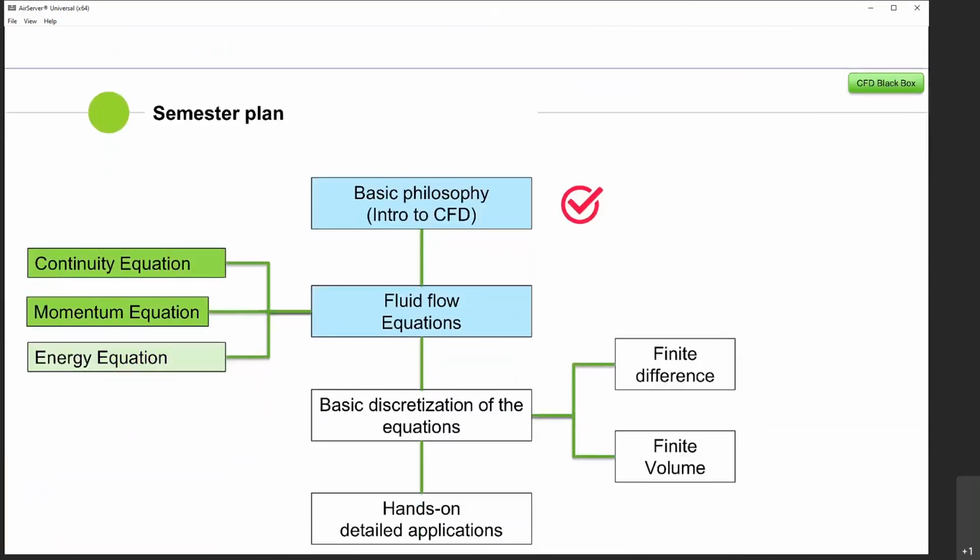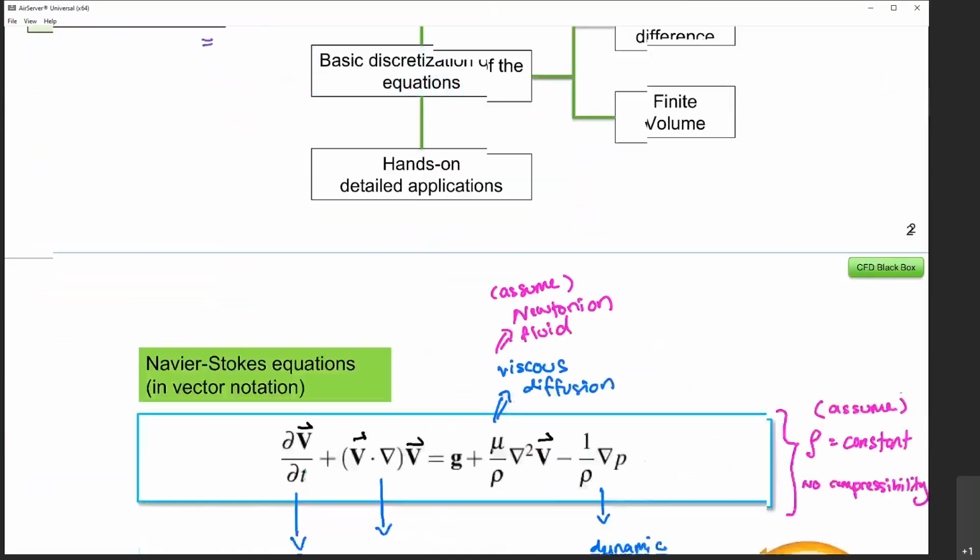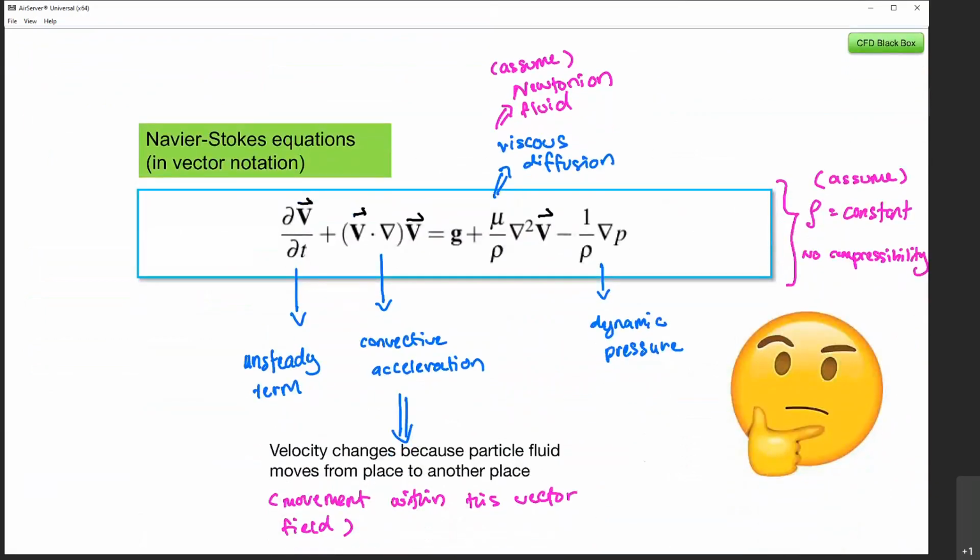Okay, so we are here now, and hopefully we can cover all the elements under the fluid flow equations, which will focus on the continuity and the momentum equations that we are going to use for the Navier-Stokes equations. Okay, we are not going to focus on the energy equations for this course. So these are the Navier-Stokes equations that we have seen so much in our course and also from the previous courses that you have taken.